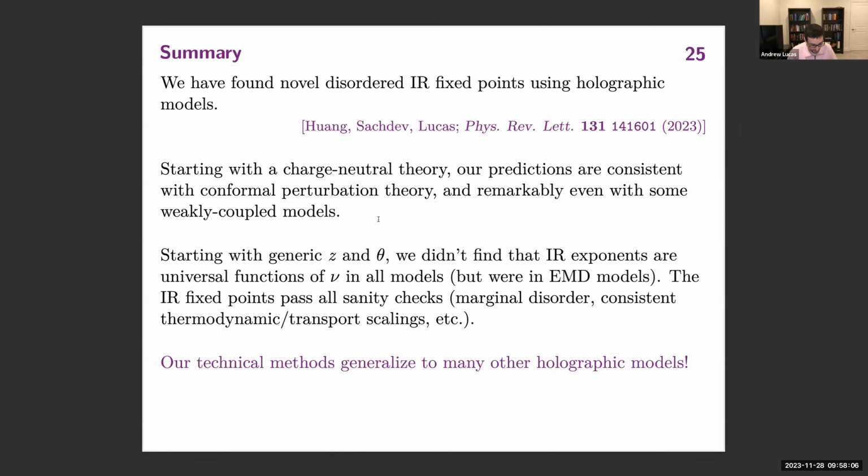Okay. And the last point I'd like to make is that the technical methods we've developed for studying disordered fixed points in holography will be very general, and I hope will prove helpful in other settings. So with that, thanks for listening.